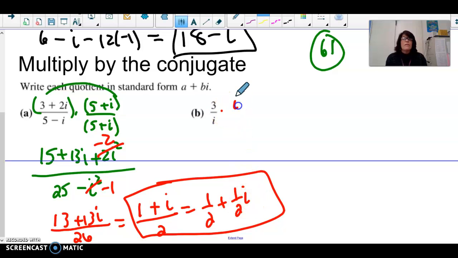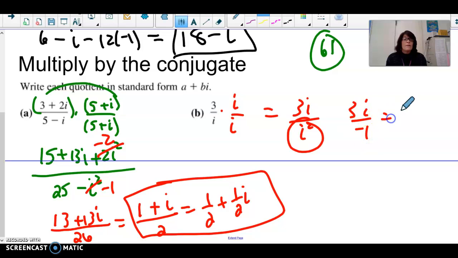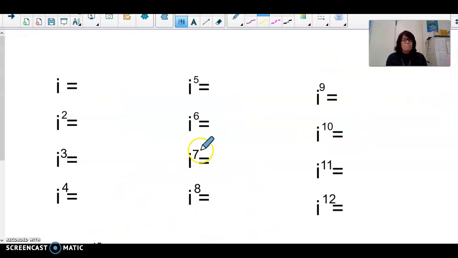Here I'm just going to multiply by i over i to get 3i over i squared, realizing that i squared is -1. So yes, I don't have a denominator with i in it. And that's what we want, because we're not technically supposed to have denominators that have square roots in there.